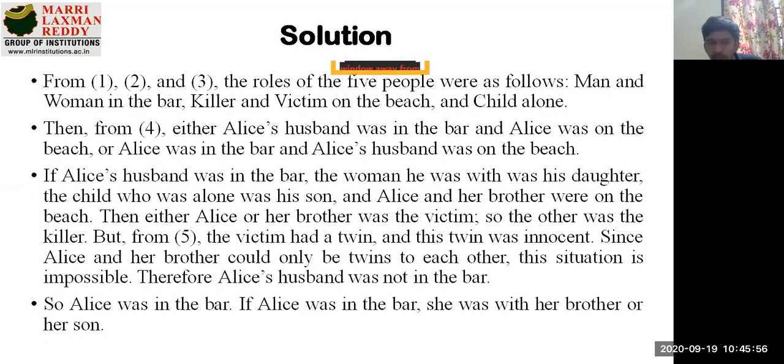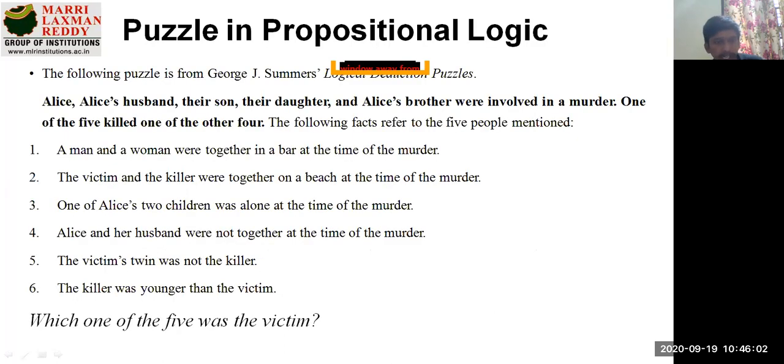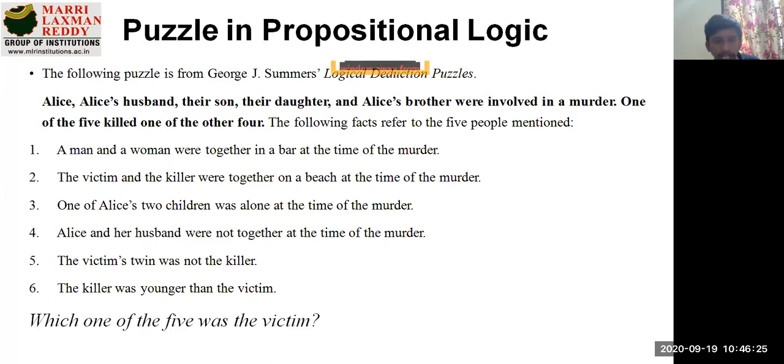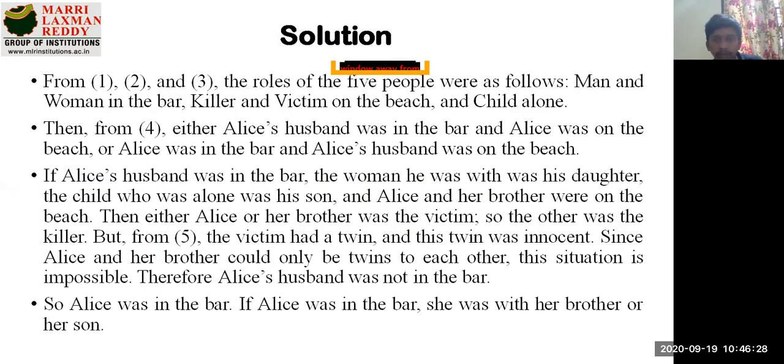Next, going on to the fourth point, the fourth line says that Alice and her husband were not together at the time of the murder. So they both are not at the same place. They are at different places. I need clarity on where Alice is and where Alice's husband is. Either Alice's husband was in the bar or Alice was on the beach, because in the first two statements we have a bar and a beach. So we assume that Alice might be at the beach and Alice's husband at the bar, or vice versa. This is the understanding we need to have.